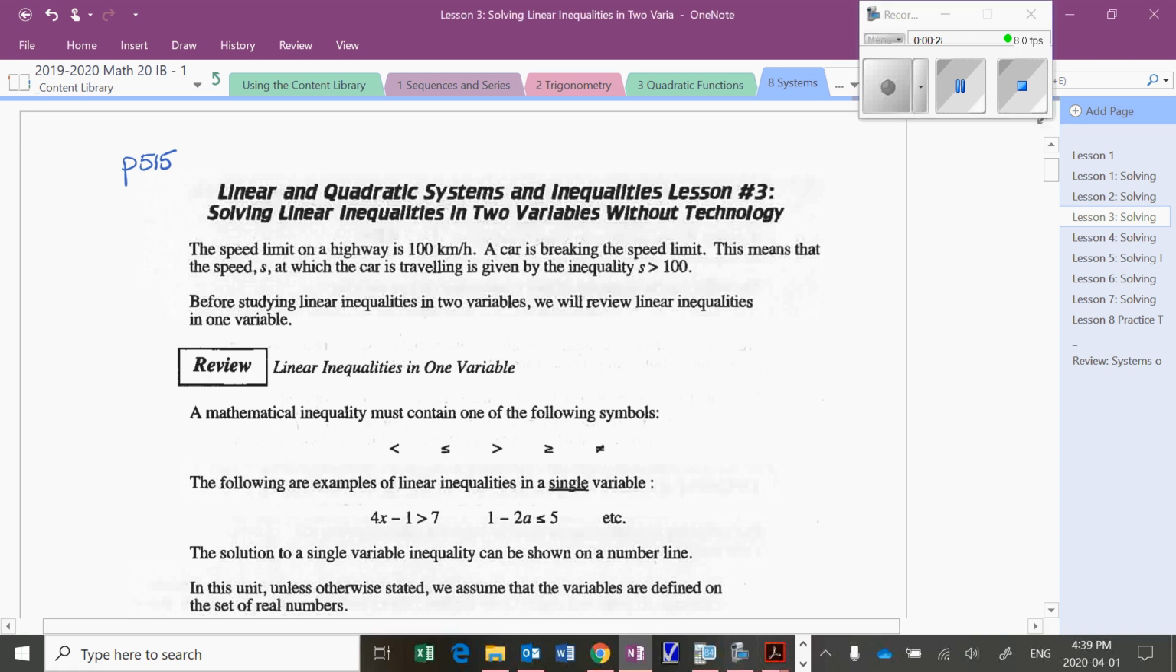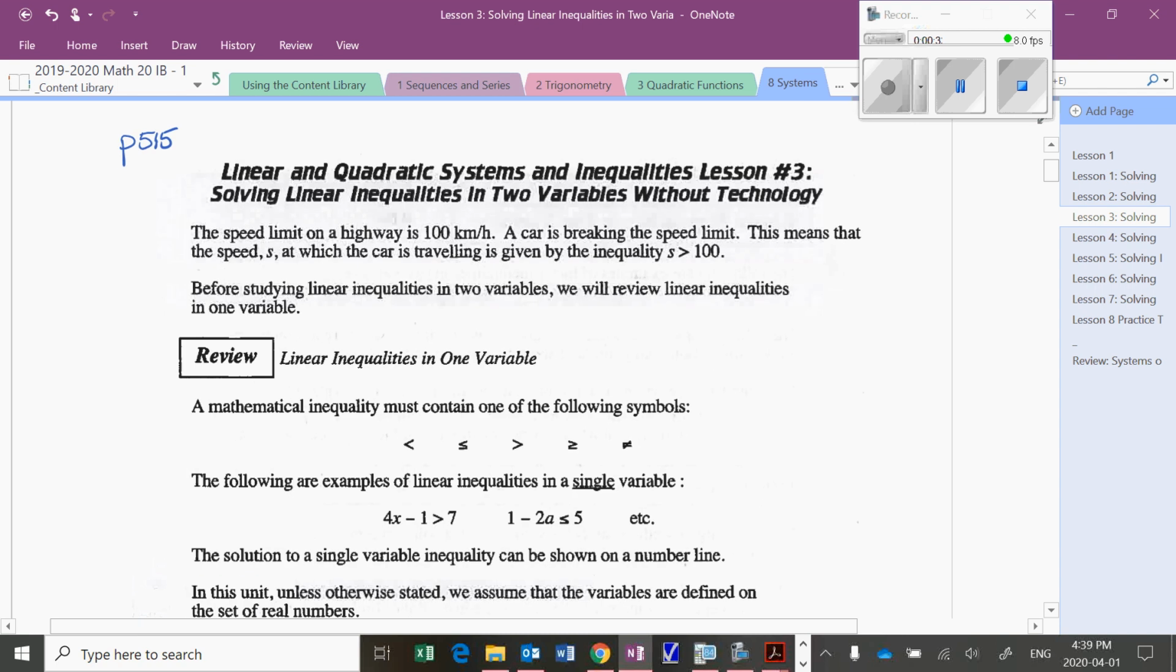So an example I'm sure that I used with you guys previously is, for example, a speed limit on a highway is 100 kilometers per hour and the car is breaking the speed limit. That means the car speed, S perhaps we're using as a variable, is going to be S is greater than 100.